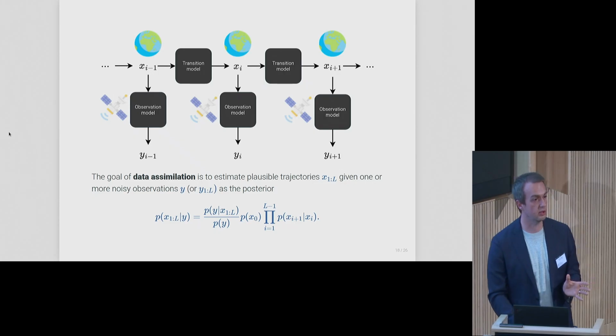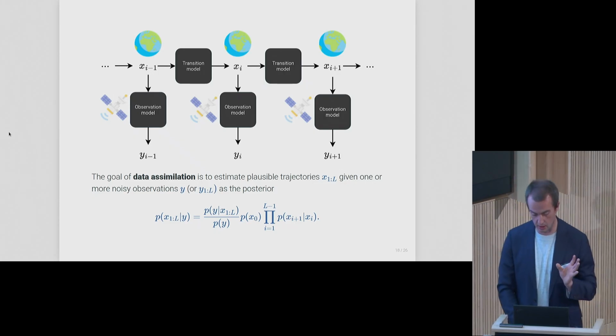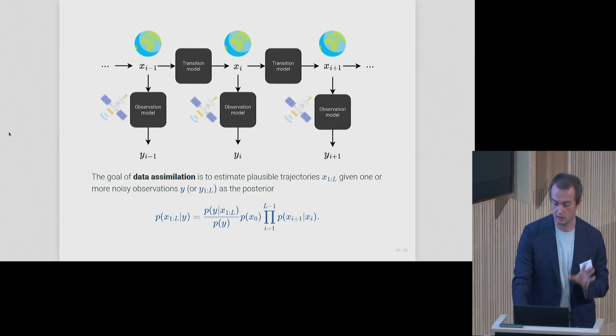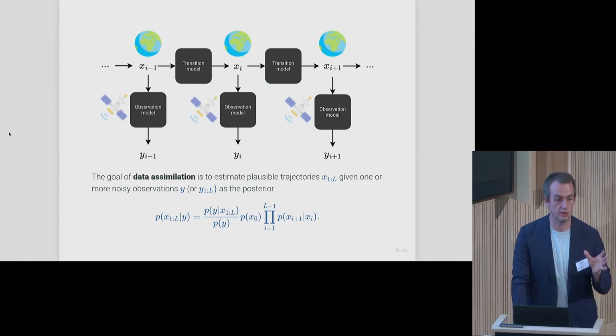So why is this an important problem to solve? Because if we can solve data assimilation, then that can help us understand past atmospheric states, which is critical for climate science. But also, it's something that you need if you want to do weather forecasting. If you want to forecast the future, you need to know the current state of the system. And the only way you can know the current state of the system is by solving this data assimilation problem in the first place.